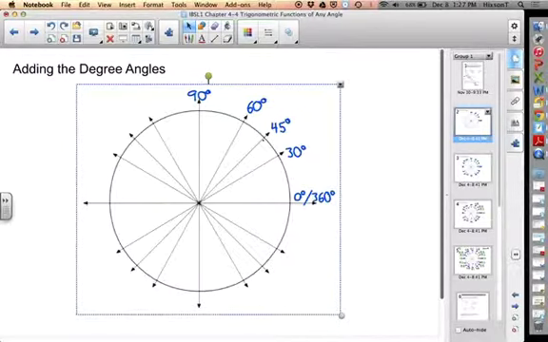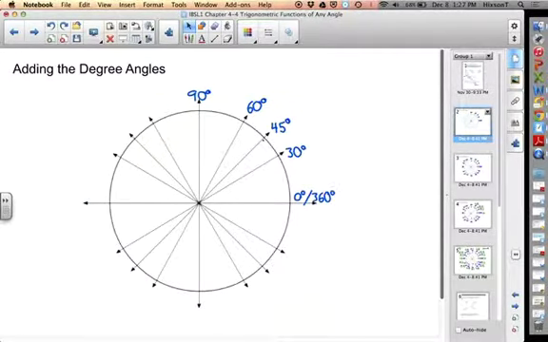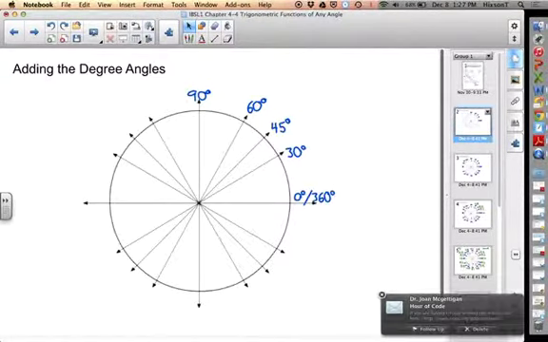Now, there's a pattern here. If you remember, to form our unit circle with all these different angles, we cut each quadrant in half. That's how we got the 45 and the 90. And we also cut each quadrant in thirds. That's how we got the 30, the 60, and the 90. So I'm going to take each one of those and work my way around the circle. Let's start with the 45.